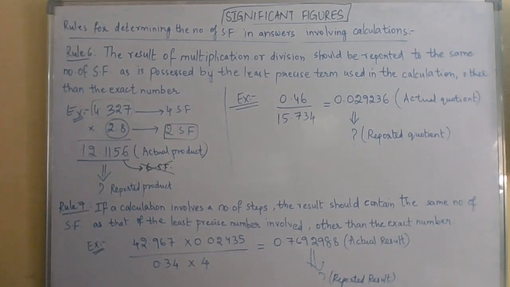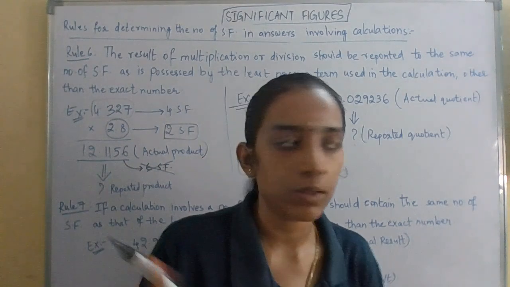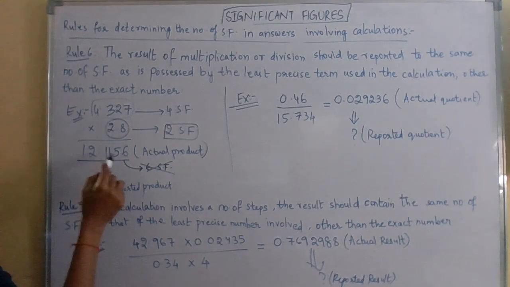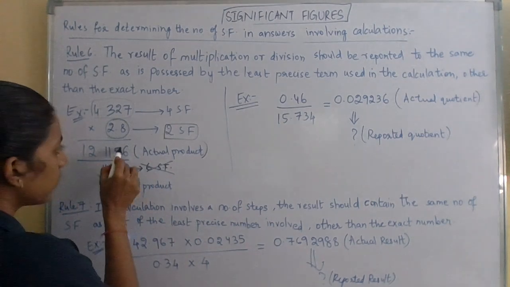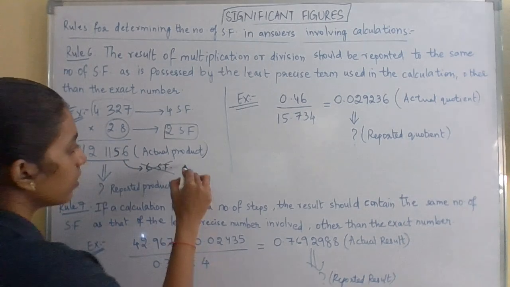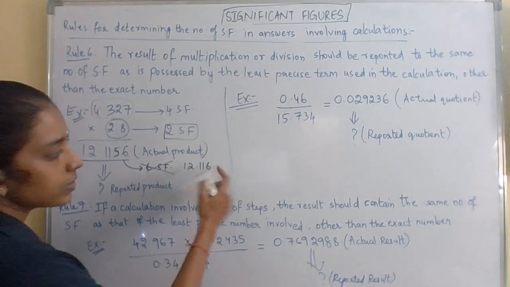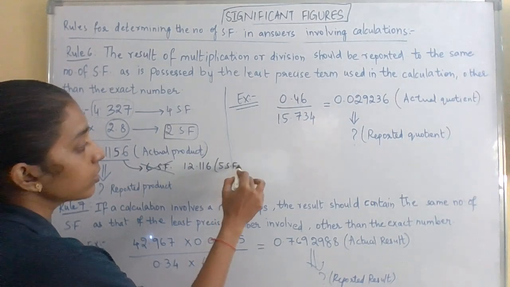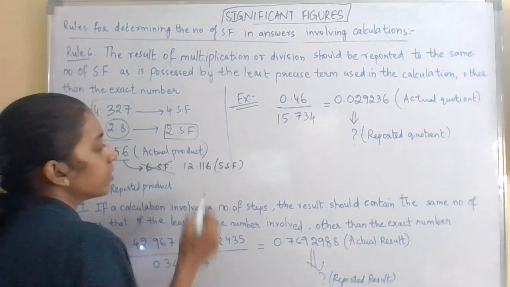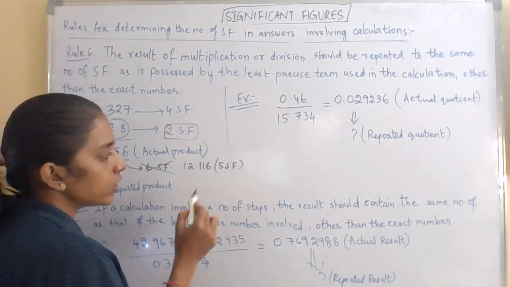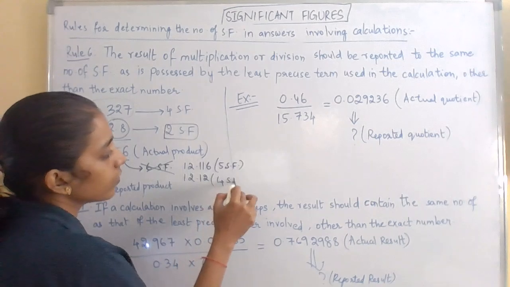So what do we do? We should round it off. This rounding off should be done only in numbers which have decimals. So 12.1156, you have to apply those conditions. 6 is greater than 5. So this 5 has to be increased by 1. 12.116. In this 12.116, we have 5 significant figures. But we want only 2 significant figures at last. Now we'll reduce it again. 6 is greater than 5. So the before digit should be increased by 1. 12.12. It has 4 significant figures.